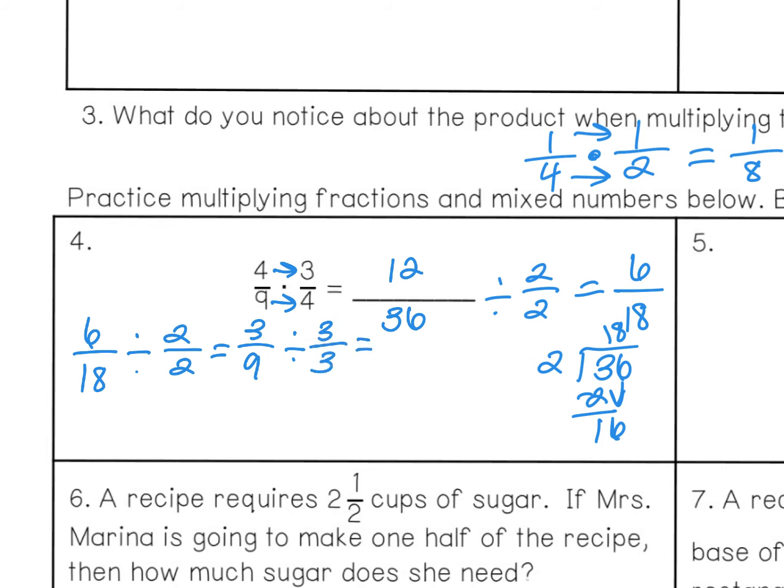And 3 is evenly divisible by itself. 3 goes into 3 once. 9 divided by 3 is going to be 3, giving me 1/3 as my final answer. So 4/9 times 3/4 would get you 1/3.